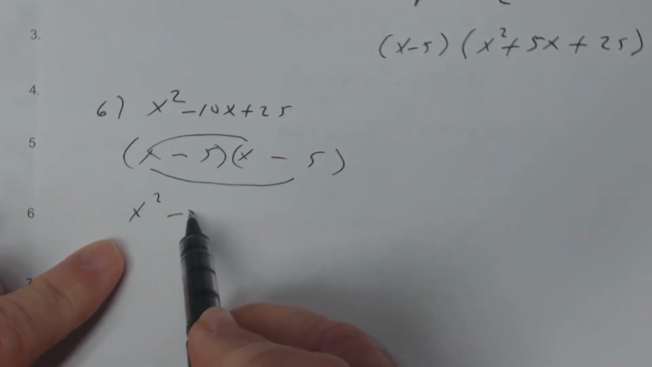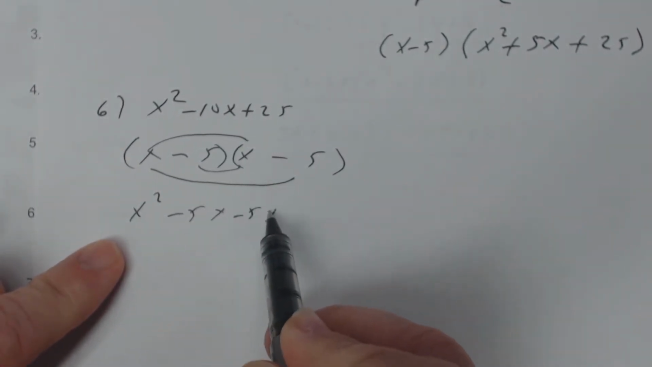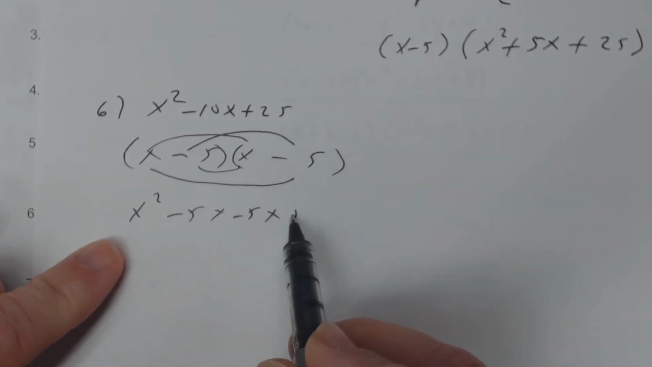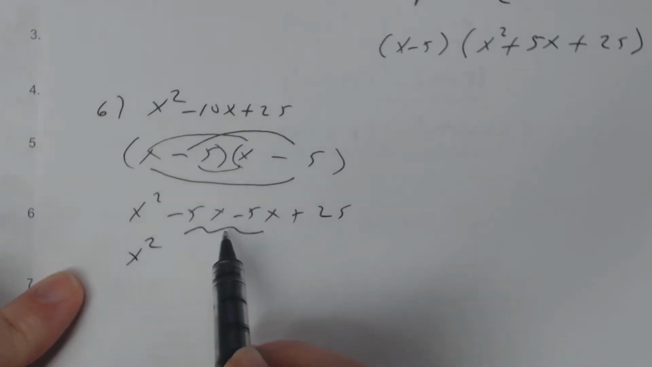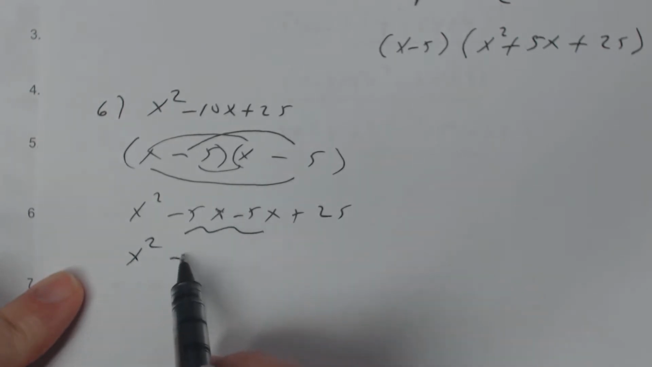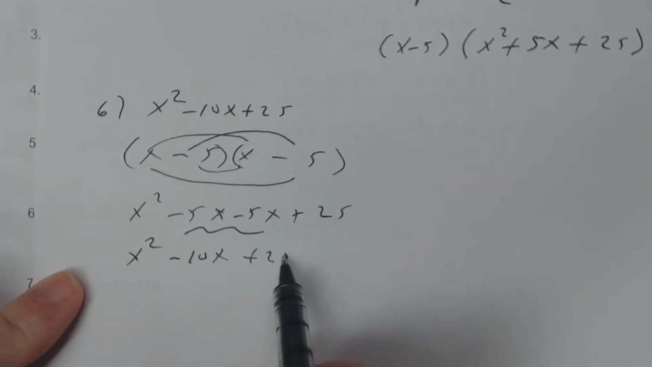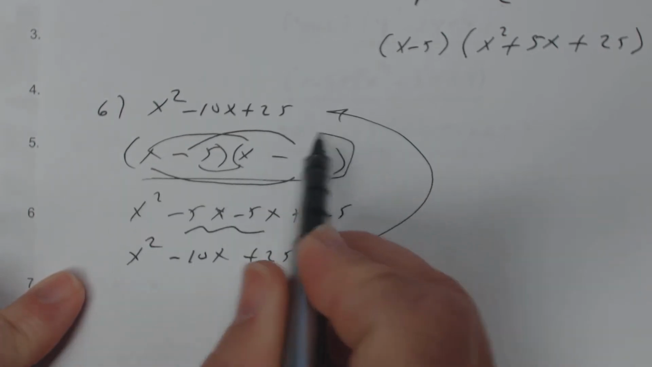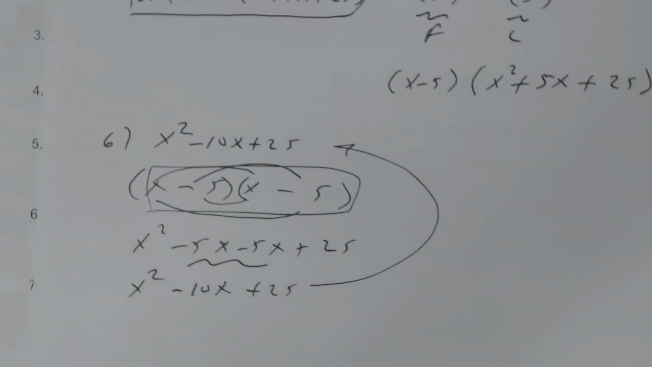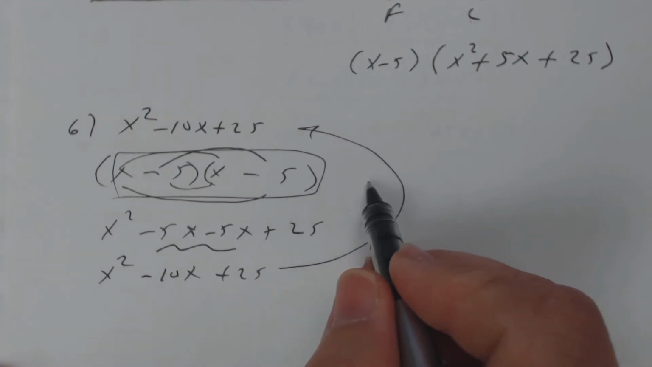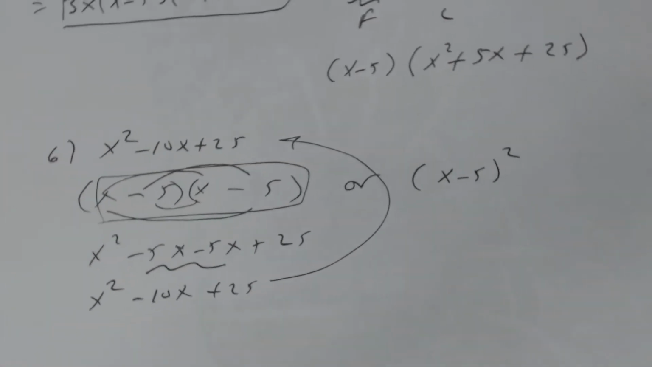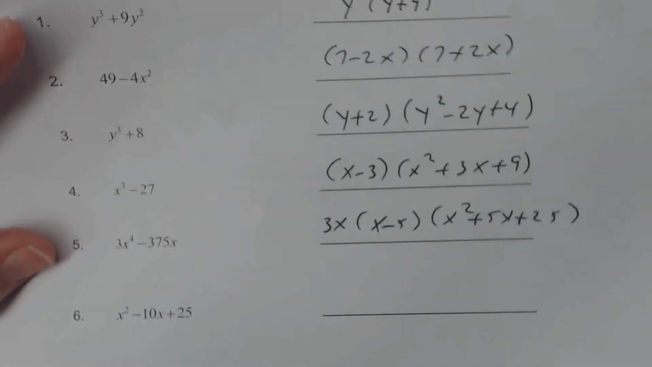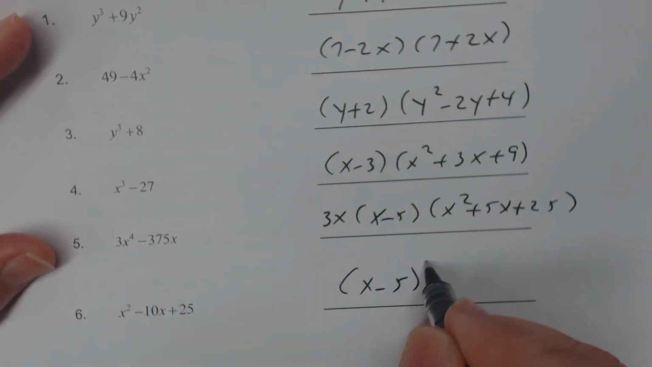The outer is negative 5x. The inner is negative 5x. And the last is a positive 25. When I combine like terms, I get x squared, a negative 5x and a negative 5x is a negative 10x, and then plus 25, which is what you wanted. So that's your answer. Now you can write it as x minus 5 times x minus 5, or you can say x minus 5 squared. Okay? All right, so number 6, the answer is x minus 5 squared.